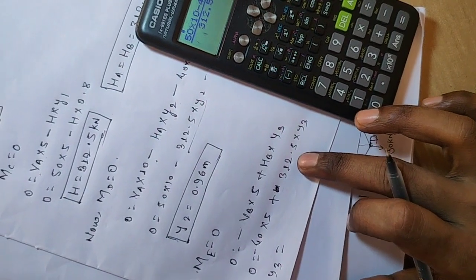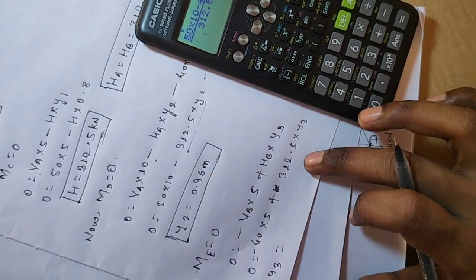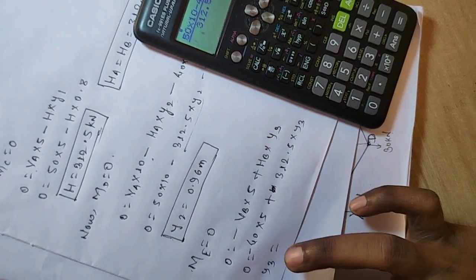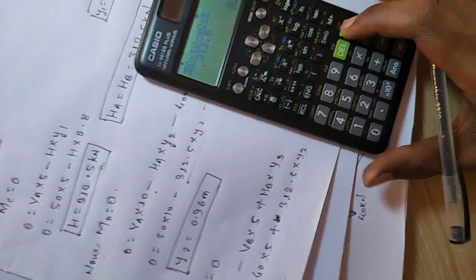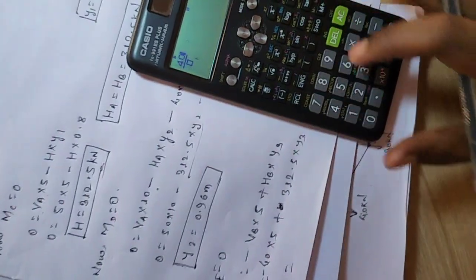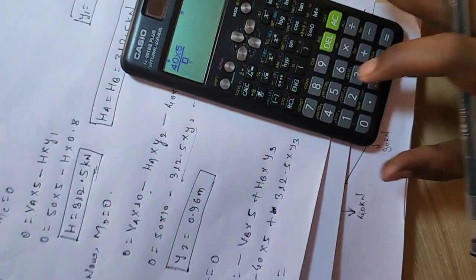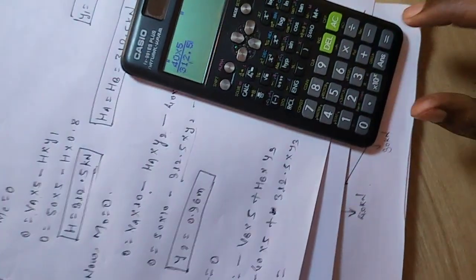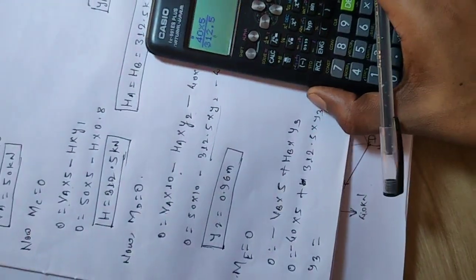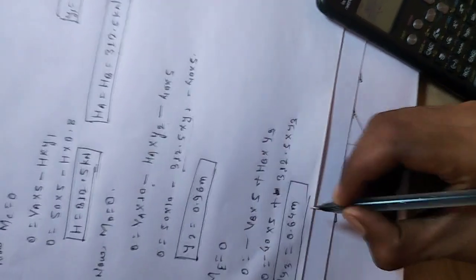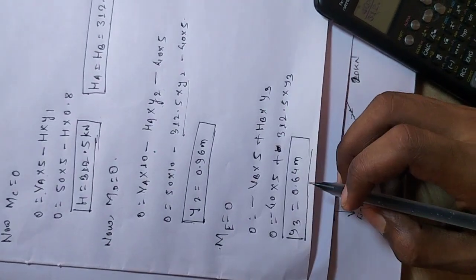Y3, if you leave this as it is and take this to the right side, then it will go to the division side. So 40 into 5 divided by 312.5, we got 0.64 meter.